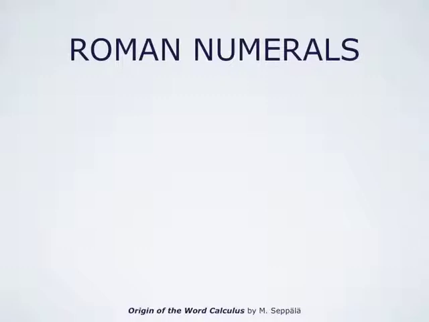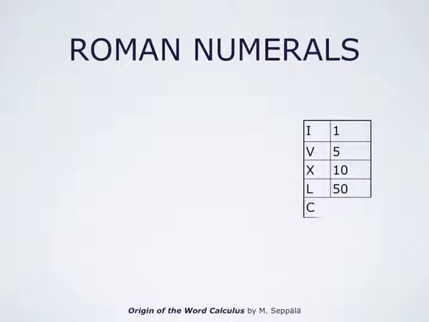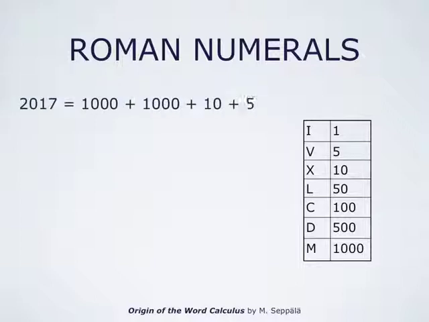Vitruvius computed with Roman numerals. The Roman numerals are letters. So I means 1, V means 5, X means 10, L means 50, C means 100, D means 500, and M means 1000. So when thinking numbers in terms of these Roman numerals, then for example the number 2017 has to be thought of as being 1000 plus 1000 plus 10 plus 5 plus 1 plus 1. That is 2017. And then expressed in Roman numerals, this becomes MMXVII.